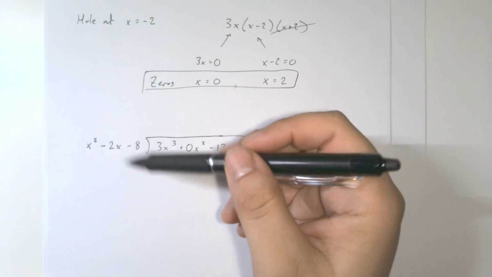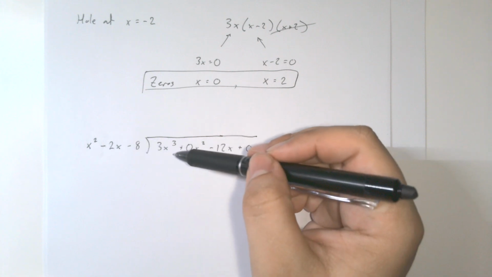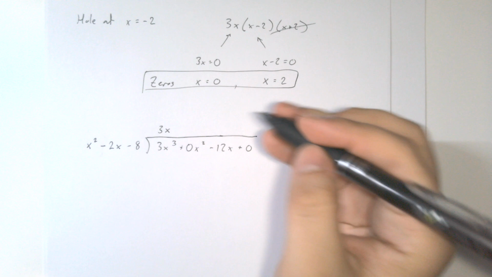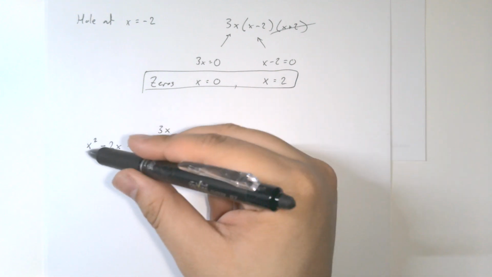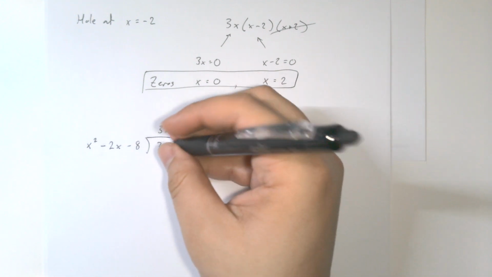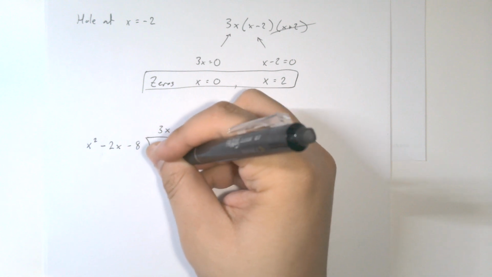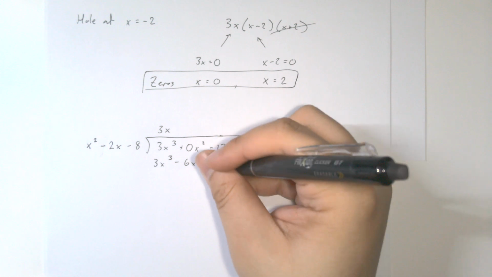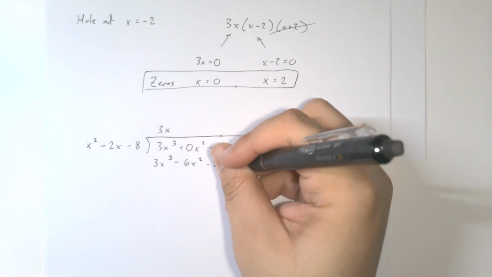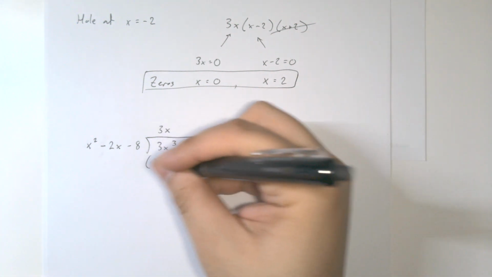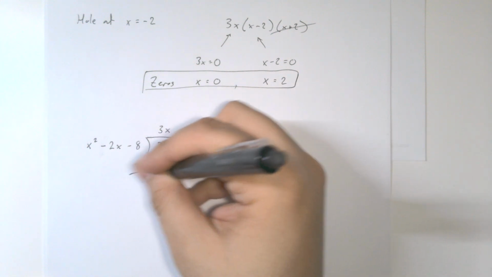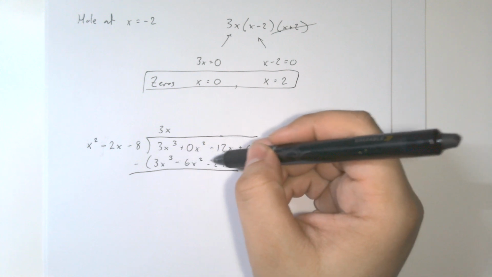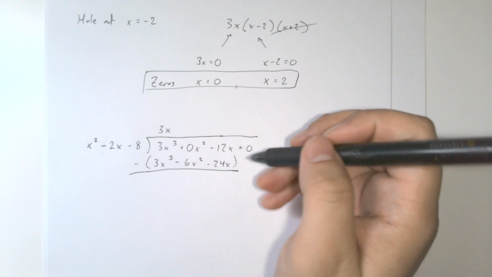And so we ask ourselves, well, x squared times what gives us 3x cubed? Well, that would be 3x. We multiply 3x times all of this over here. That's going to give us 3x cubed minus 6x squared and then minus 24x. We're going to put all of that in parentheses and do subtraction. Remember that minus on the outside is going to flip the signs on everything on the inside here.